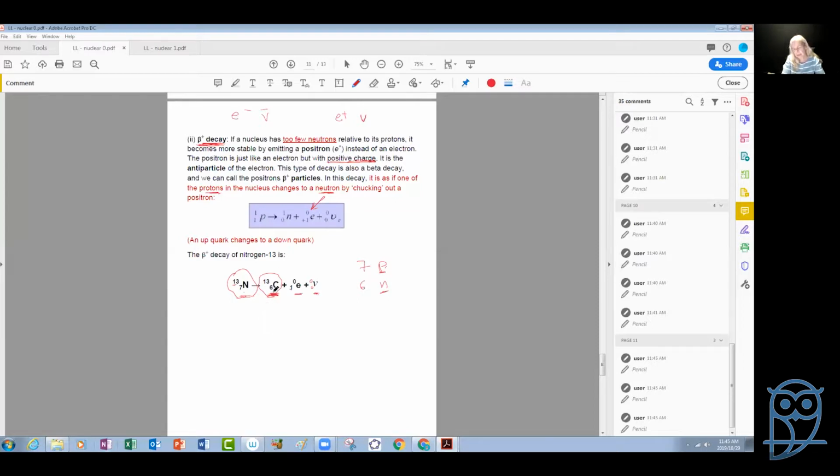This carbon-13 is not radioactive, so it will stay as carbon-13. It's not very common in nature because the common carbon is carbon-12, but nevertheless, it's not a radioactive carbon, this one. So anyway, the carbon-13 is more stable than the initial nitrogen-13. And there we have it, the beta plus decay.